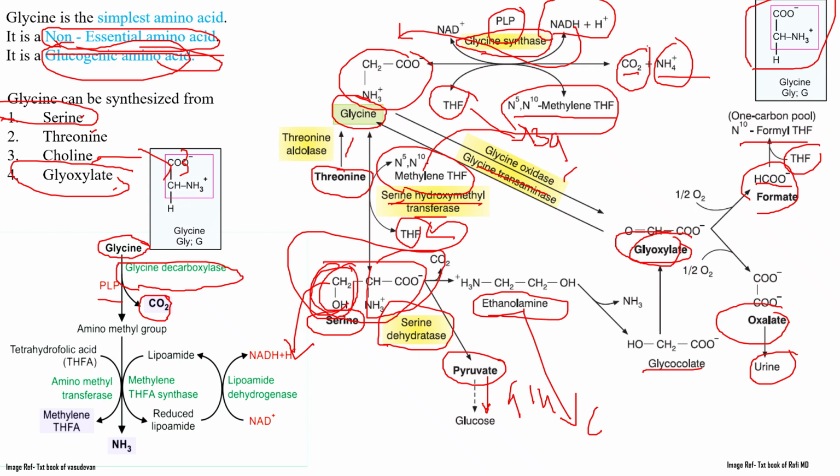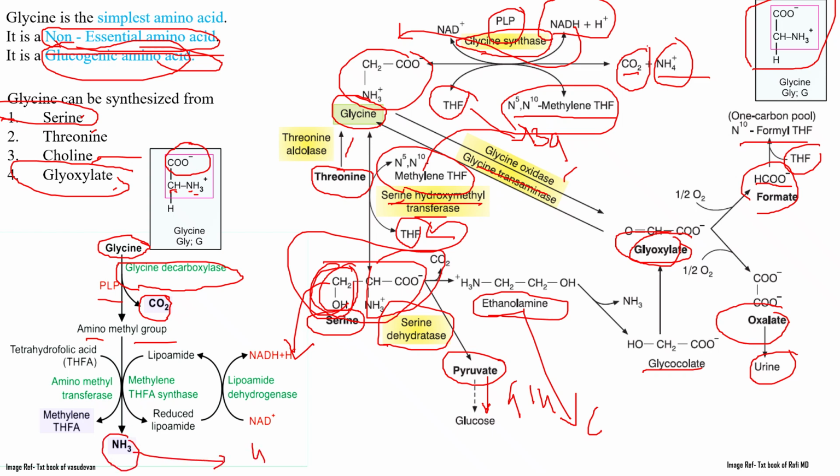If you see the structure of glycine here, and the carbon dioxide has been removed, what is left is a CH2 group and ammonia. So ammonia and a methyl group, an aminomethyl group, is formed. This aminomethyl group is split into two compounds: one is ammonia, one is a methyl group. The ammonia is excreted.